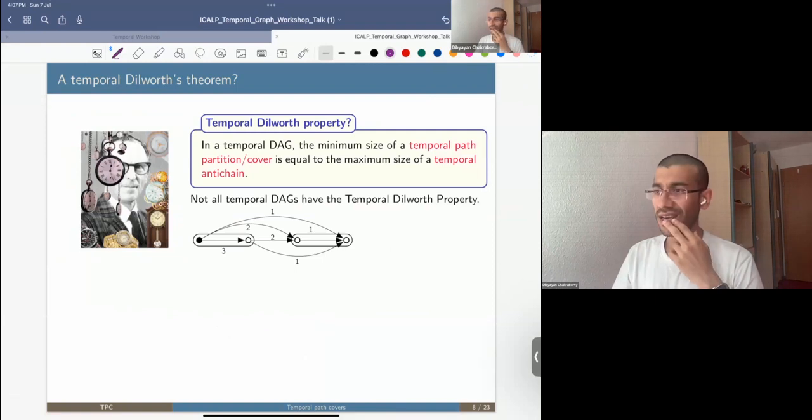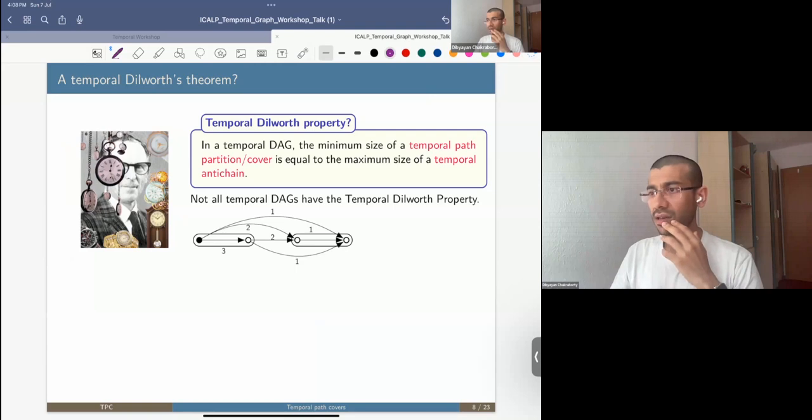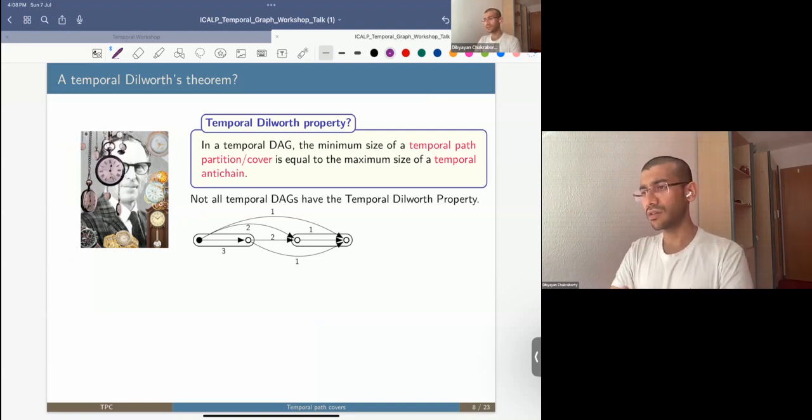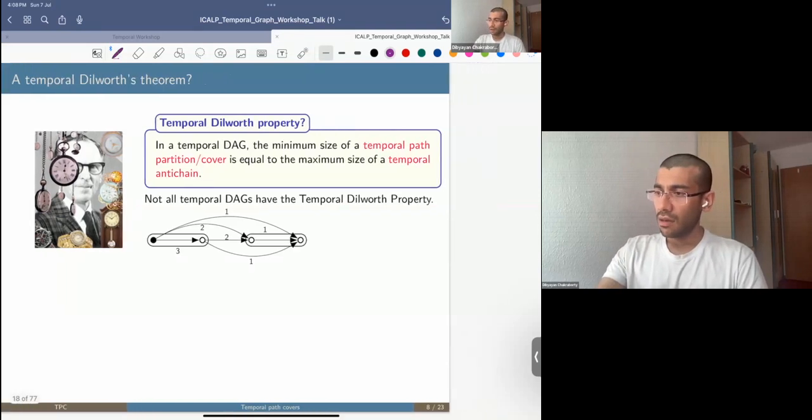Now, what we hoped, or it would have been very nice, is a theorem which would say that for all temporal directed acyclic graphs, the minimum size of a temporal path partition or cover is equal to the maximum size of a temporal antichain. But unfortunately, such a thing won't exist because there are temporal tournaments where you don't have this Dilworth property.